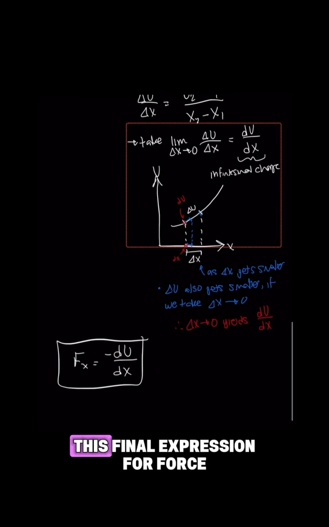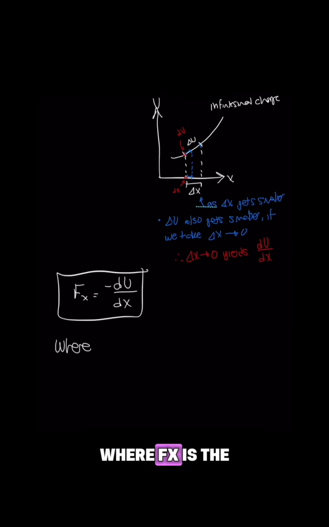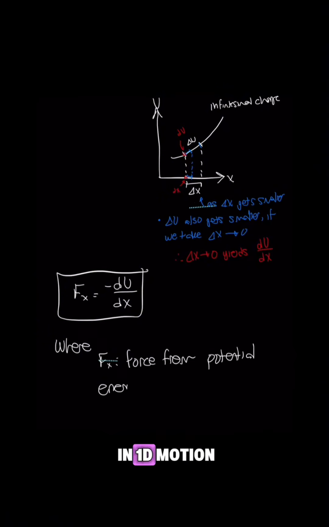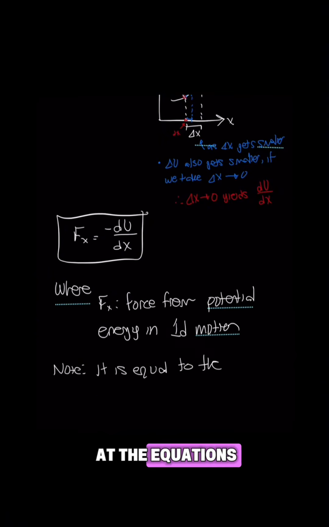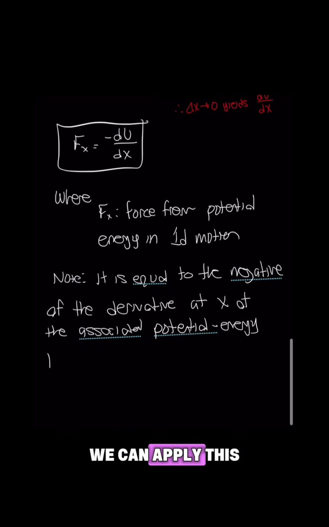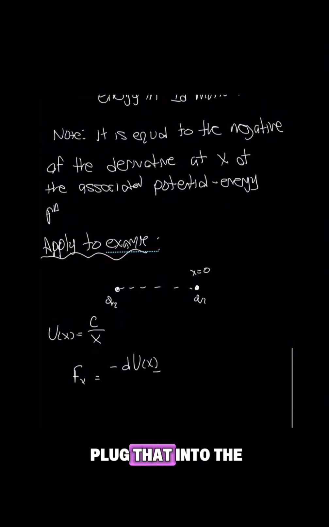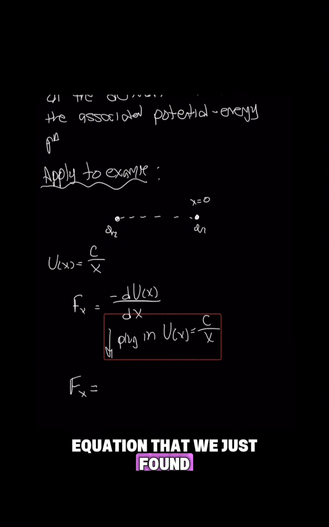So if we plug this in, we get this final expression for the force. This is the force as a function of the potential energy, where F of x is the force from potential energy in 1D motion. Note, the force is equal to the negative of the derivative of the associated potential energy function, and we can apply this to our example. This is our example here, and this is our potential energy function. So if we plug that into the equation that we just found, we get this expression.